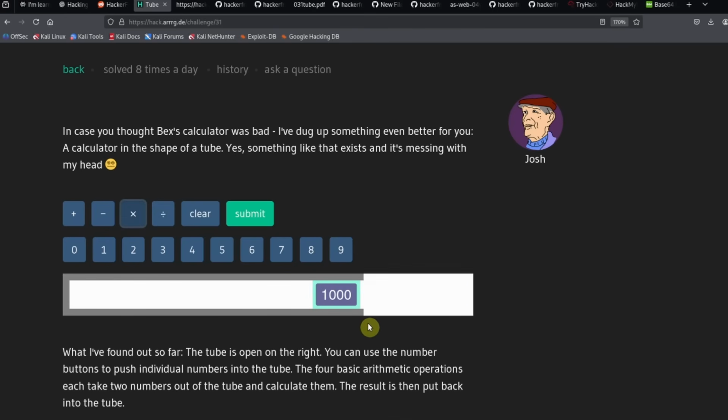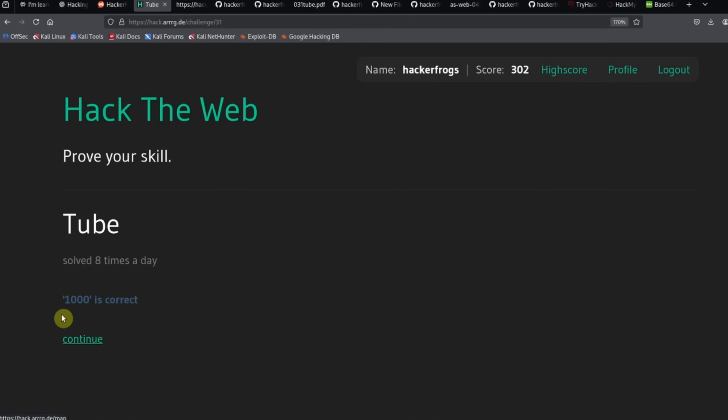Okay, and with 1,000 in the calculator, we can click on the submit button to get the answer. Okay, and 1,000 is correct. That's all we needed to do.